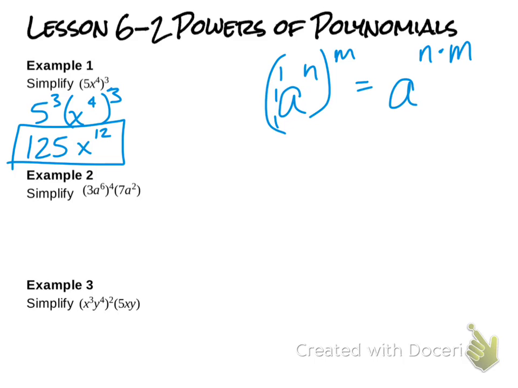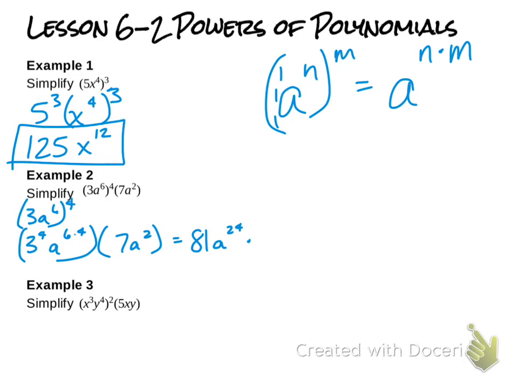Here we have one that looks a little different. We're going to take 3a to the 6th to the 4th power, then multiply it by 7a squared. So let's make sure we pay close attention here. We have 3a to the 6th to the 4th power, and so that's 3 to the 4th, a to the 6th times 4. Multiply those two together. Then I have all of that multiplied by 7a squared. So that's going to give me 81 a to the 24th times 7a squared. Then I multiply those two together, I get 567 a to the 26th.